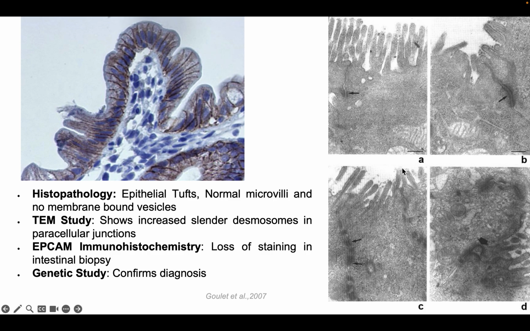On the electron microscopic study, it shows increased slender desmosomes in the paracellular junction. You can see this is the classical finding here. This can come in your exam, NEET PG examination. So slender desmosomes in the paracellular junction between two cells. For this type of slender desmosome in the electron microscopy image, just write down tufting enteropathy.